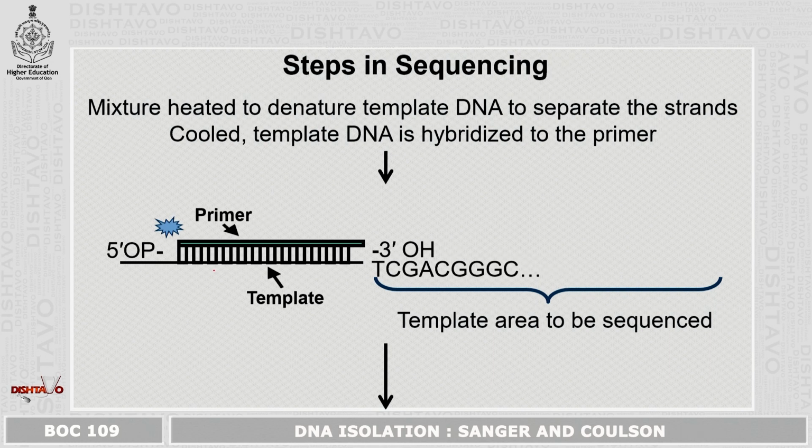Now, the steps involved in sequencing. First, we need to denature the template DNA to separate the 2 strands. Now, once we have done that, we cool the strands. The template strand is hybridized to the primer.